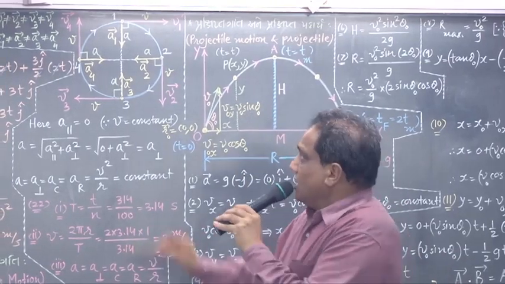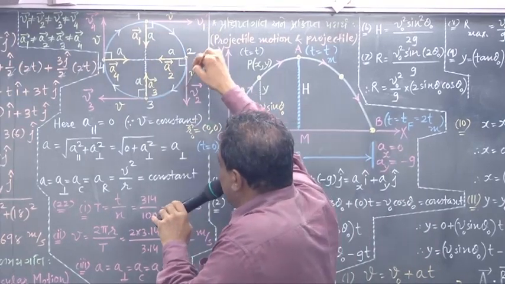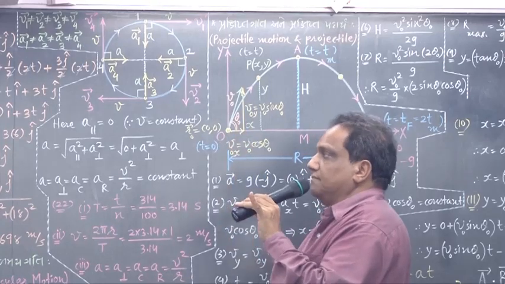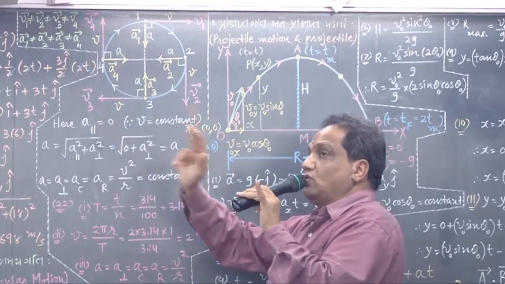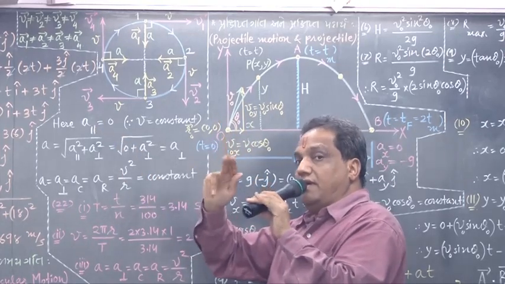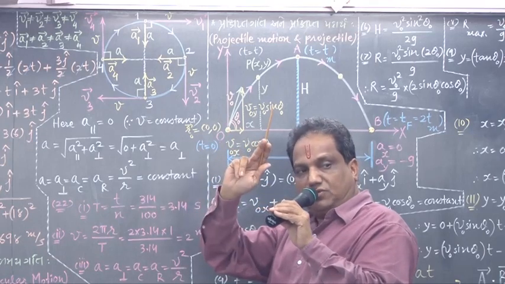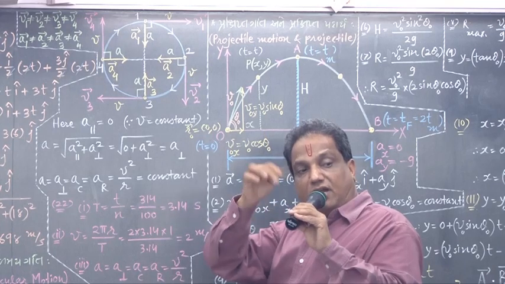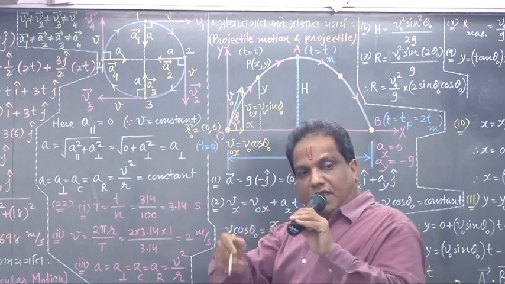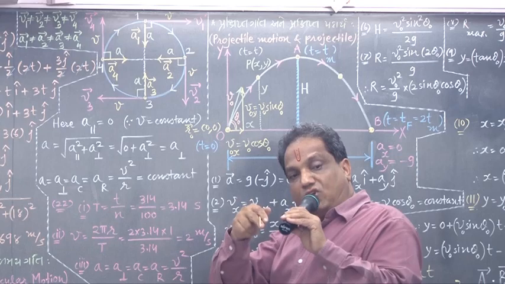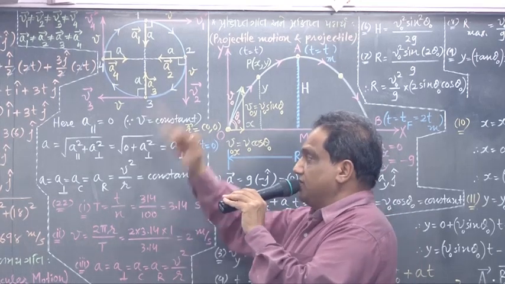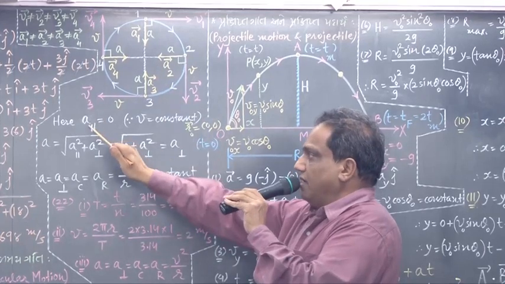During this uniform circular motion, the acceleration has two components, a parallel and a perpendicular. Last time we understood this. A parallel is the component of acceleration parallel to the path of motion, and a perpendicular is the component of acceleration perpendicular to the path of motion. In the present case, a parallel is 0.